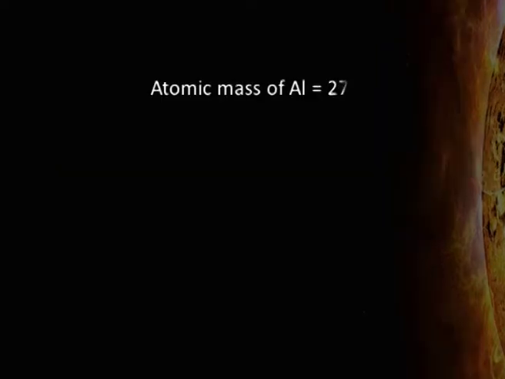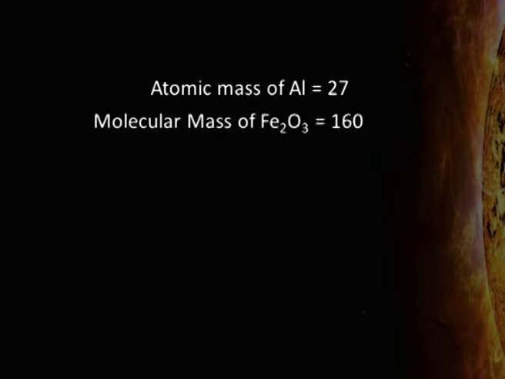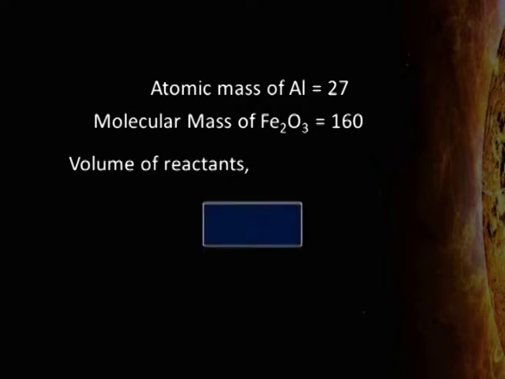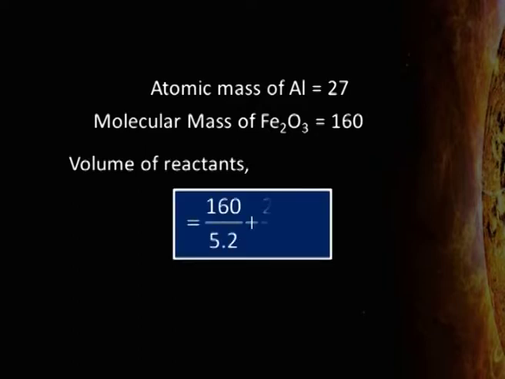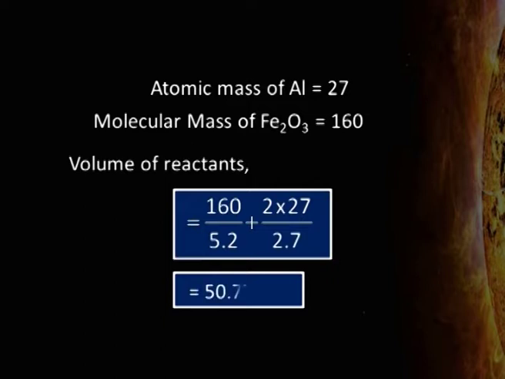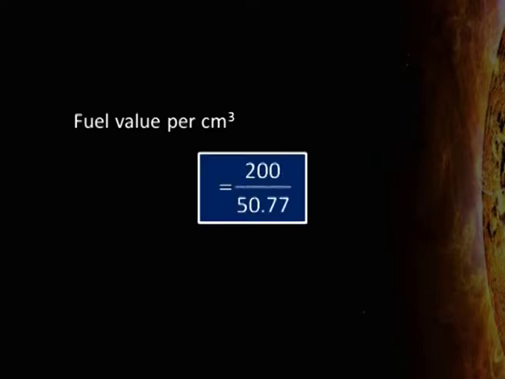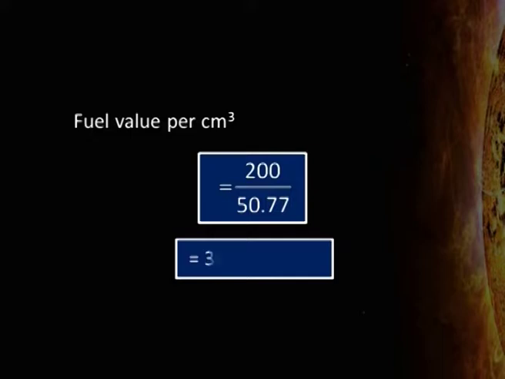Now, atomic mass of aluminium is equal to 27 and molecular mass of Fe2O3 is equal to 160. Hence, volume of reactants, which you can calculate from the data given for densities, will be equal to 160 upon 5.2 plus 2 into 27 upon 2.7. This is equal to 50.77 centimeter cube. Hence, fuel value per centimeter cube will be equal to 200 divided by 50.77, which is equal to 3.92 kilocalories per centimeter cube.